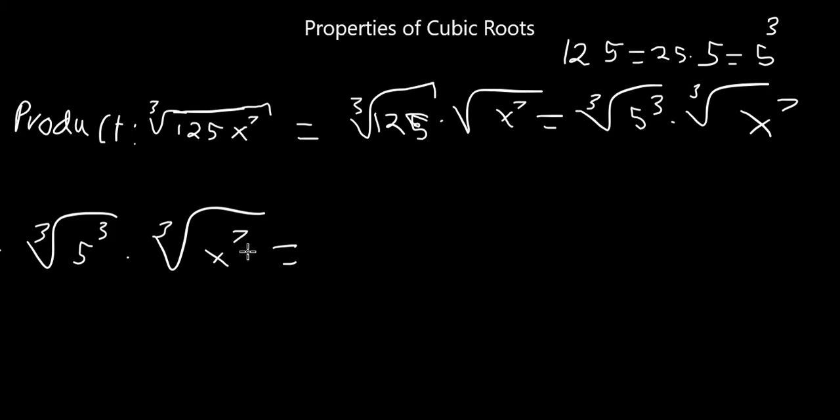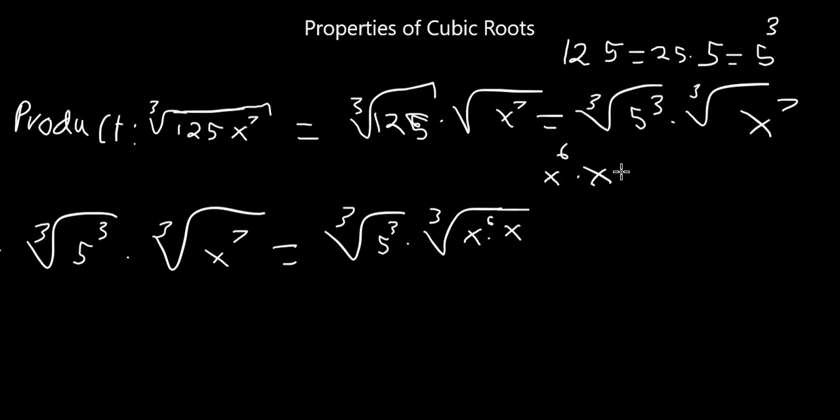Well, now I need to figure out this part. So I'm going to write this part here. Now what I'm going to do is break apart this x to the 7th into x to the 6th times x. X to the 6th times x is x to the 7th, so I'm allowed to break it up like that. And the reason I did this is because 6 is divisible by 3, and it is the first number less than 7 which is divisible by 3.